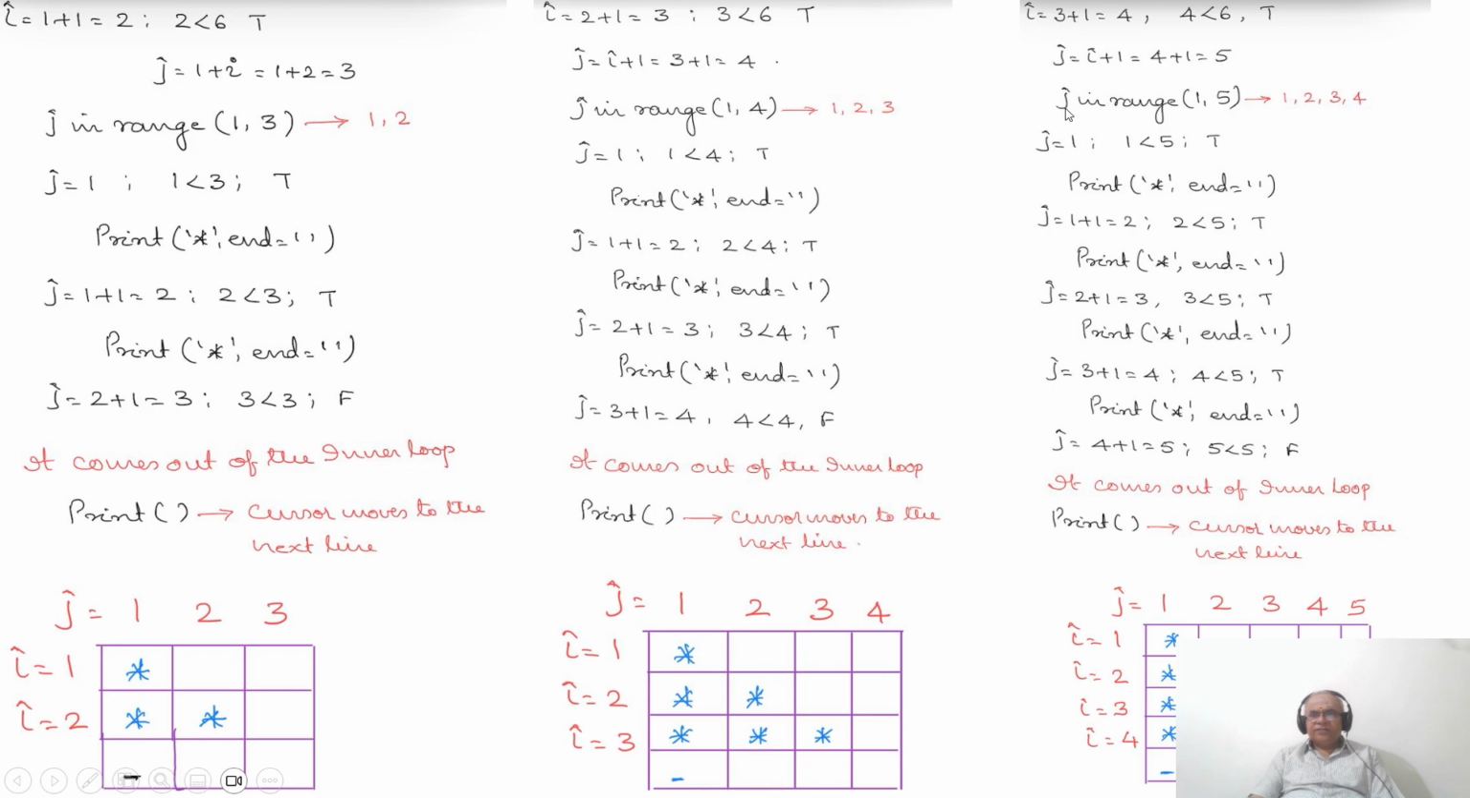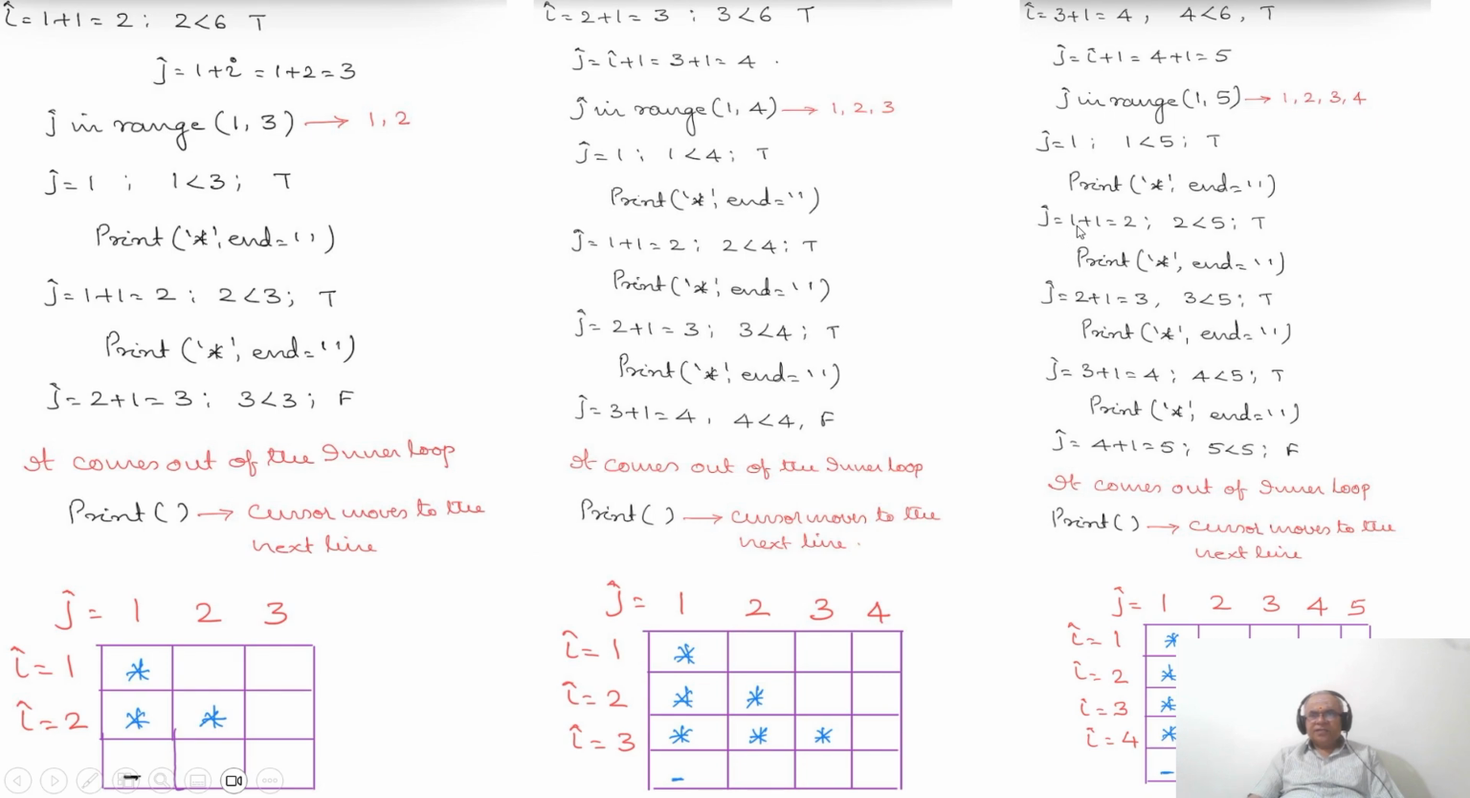What is the range of j? 1 comma 5. So that means you will have 4 stars. Initially it will take the value of j as 1. Is 1 less than 5? Condition is true, print star. So that means in 4th row, first column, it will go to print star.